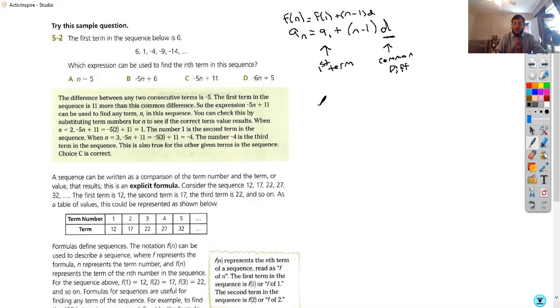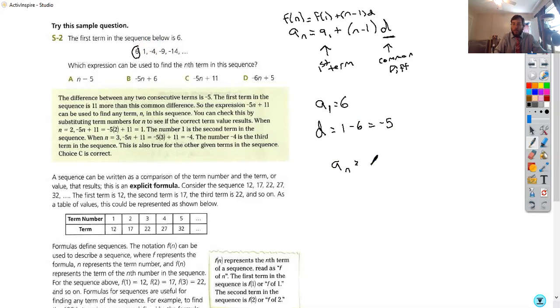So if we go through here to write our formula, we have a_1, which is equal to the first term here, which is our 6. So a_1 = 6. And then to find our common difference, we take the second term and subtract the first. So we have 1 − 6. The common difference here is −5. So each time we subtract 5 to get to our next term. So now if we want to write our formula, we just substitute in and then simplify.